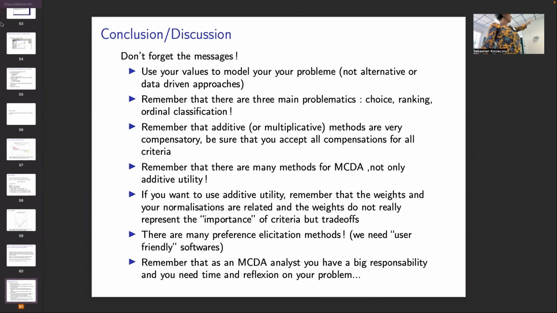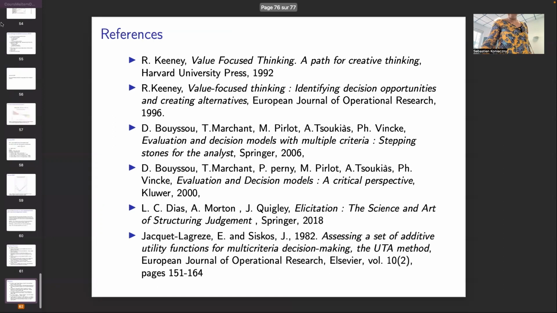And I wanted to give you all the messages. I put a lot of messages to focus on your values, to let you know that you have a big responsibility as an expert in multi-criteria decision aiding. So you have to take time to model your problem. Remember that additive methods are very compensatory, and there exist a lot of other methods that you can use. And if you use additive utility, remember that the weights are not importance, they are trade-offs. And there is a lot of work on preference elicitation.